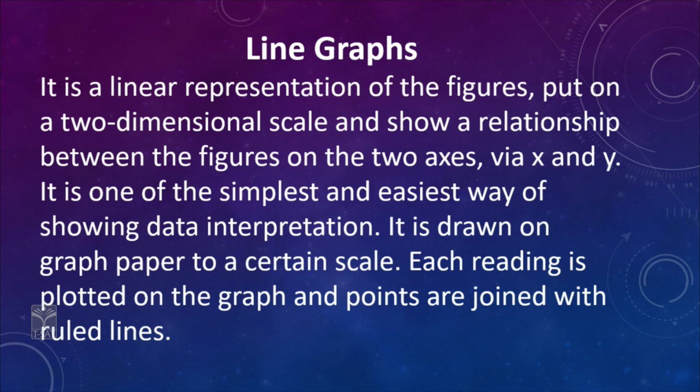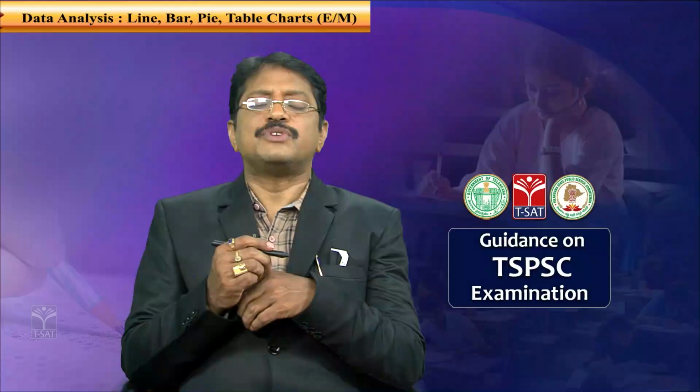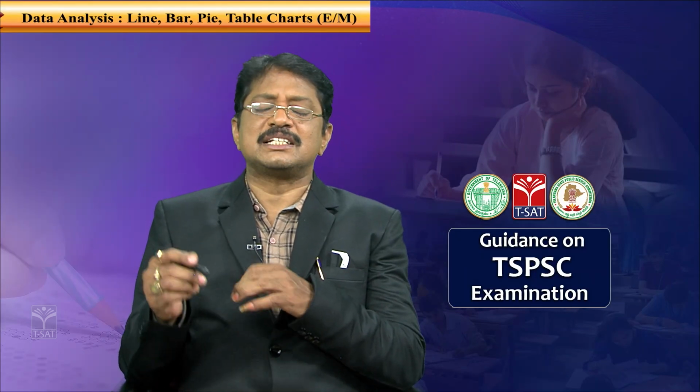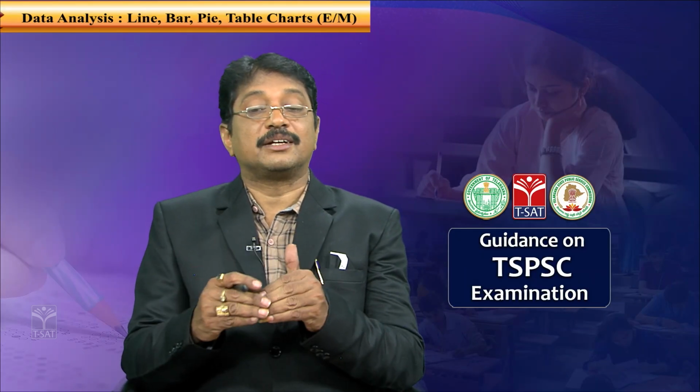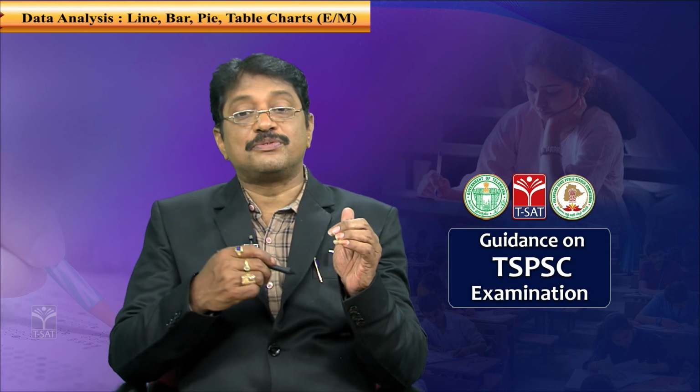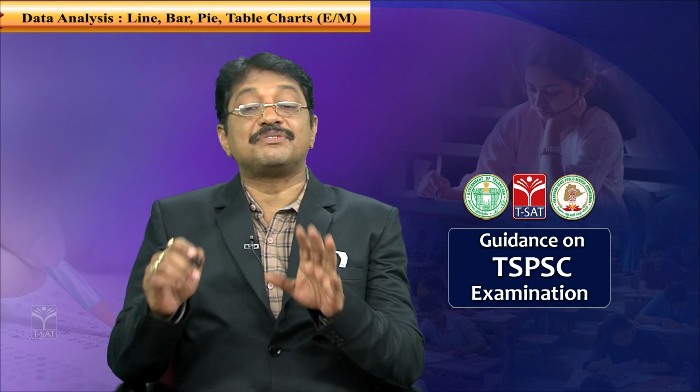It is a linear representation of the figures put on a 2-dimensional scale, showing a relationship between the figures on the 2 axes, x and y. It is one of the simplest and easiest ways of showing data interpretation. It is drawn on graph paper to a certain scale. Each reading is plotted on the graph and the points are joined with ruled lines. When you join with line segments, it is called a frequency polygon. When you join with a simple free-handed smooth curve, we call it a frequency curve.